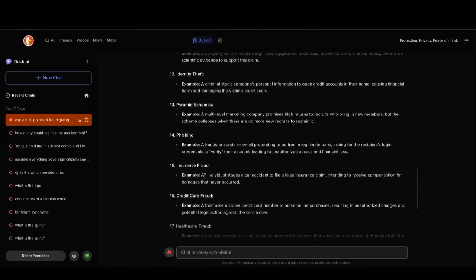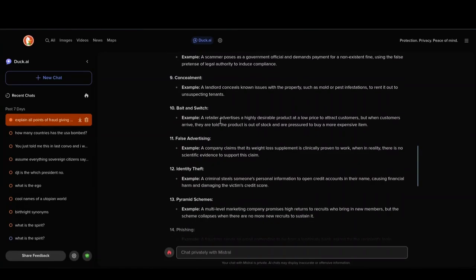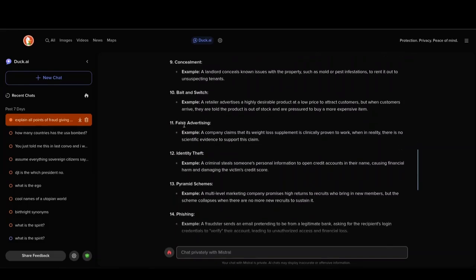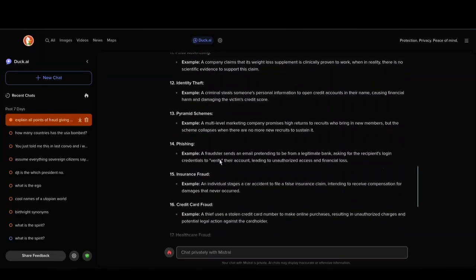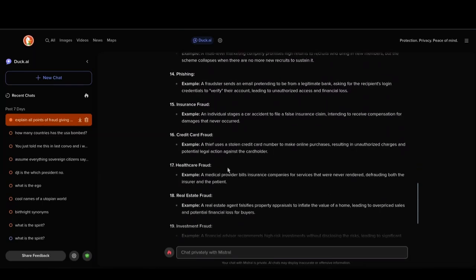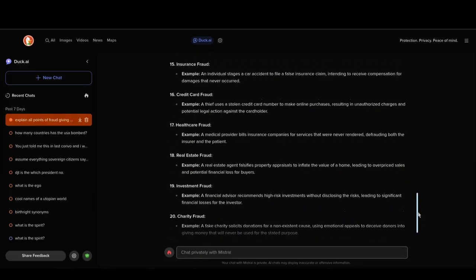And this just seems to be some extra stuff here, or different types of fraud, which is, well, some of these could be debatable actually when you think about it. A bait and switch. No, that's not fraud. So no point of talking about that. False advertising could be fraudulent, yes. A bait and switch can be annoying, but there can be good case scenarios for that as well. Pyramid schemes, phishing, insurance fraud, credit card fraud, healthcare fraud, real estate fraud, investment fraud, charity fraud. Okay, that's enough. We've got a lot of examples here, different types of fraud.